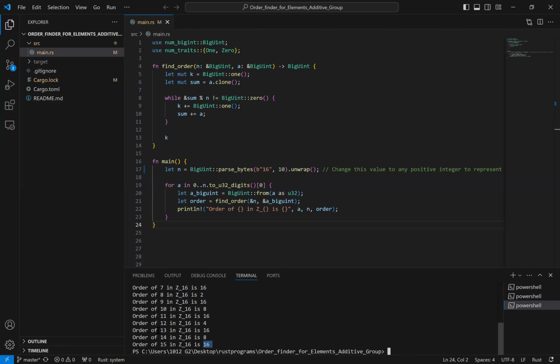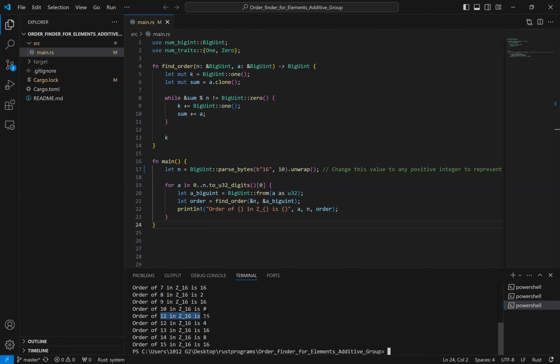For instance, 13 is relatively prime to 16. So you expect the order of 13 to be 16. And 12 is not relatively prime. What we expect is that the order of 12 will be 16 divided by the GCD of 12 and 16. The GCD of 12 and 16 is 4. So 4 divided into 16 will be 4. That's what it has given us.